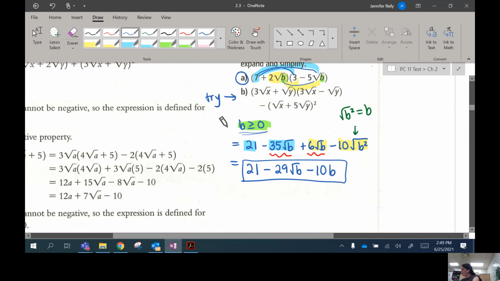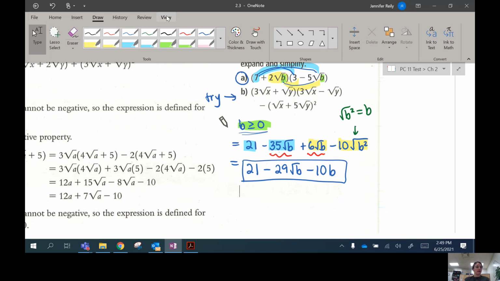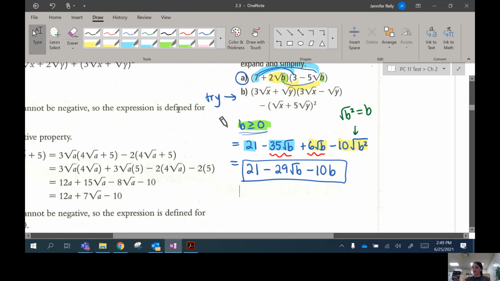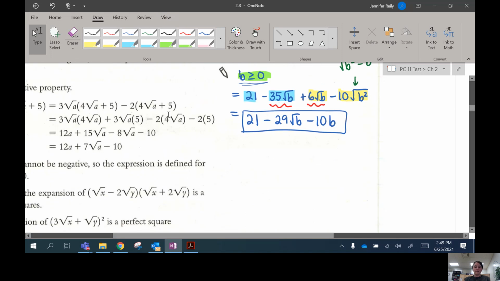So you could go on and try example B. That one's a little bit more involved because you'll have to do 2 FOILing, but you can try that and check your answers if you would like. Okay, so that's multiplying radical expressions. Now we're going to move on to dividing, or what dividing looks like.